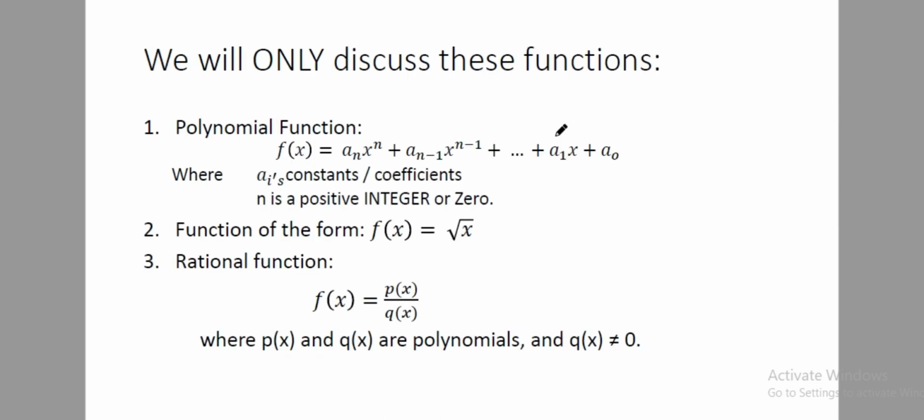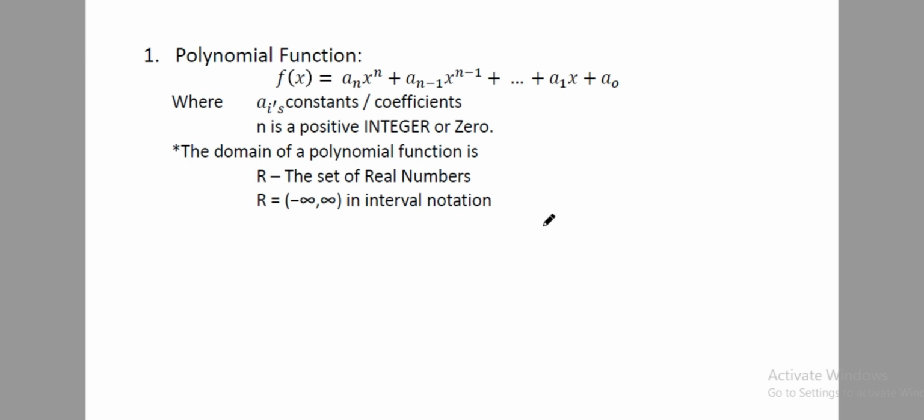Now we will only discuss these three types of functions. First, a polynomial function, which is of this form. The next is a function of the form f of x is equal to the square root of x, just like the previous example. And number 3, the rational function, given by f of x is equal to p of x over q of x, where p of x and q of x are polynomials and q of x must not be 0. Now let's start with the polynomial function.